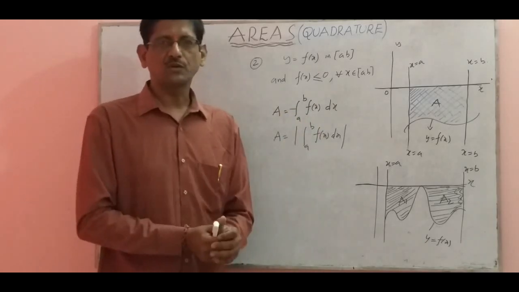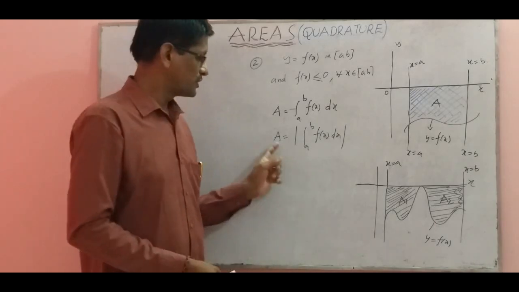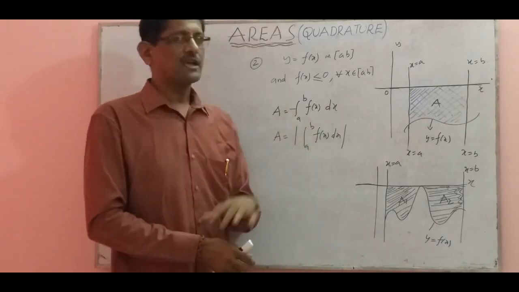But integration is negative. Put the modulus, we get the area. Area is always positive. So A is equal to modulus of integral a to b f of x dx.